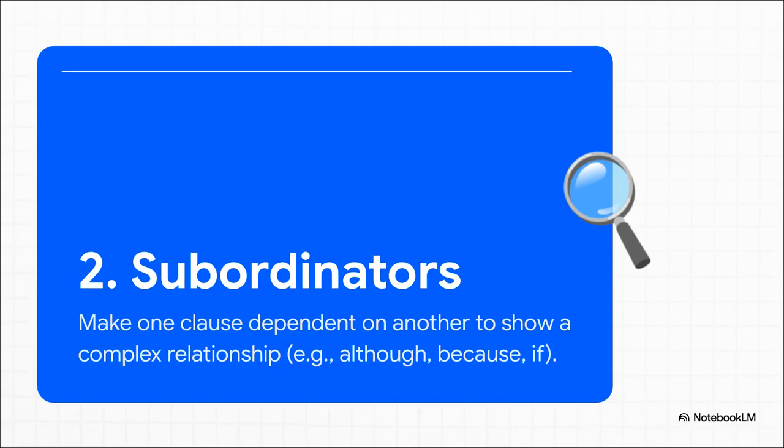Second, we have subordinators. Now, these are words like although or because, and they create a more complex relationship. Basically, they make one part of the sentence dependent on the other. This lets you show some real nuance. For example, although the sample was small, the results were consistent. That first word, although, immediately signals to the reader that a contrast is coming.